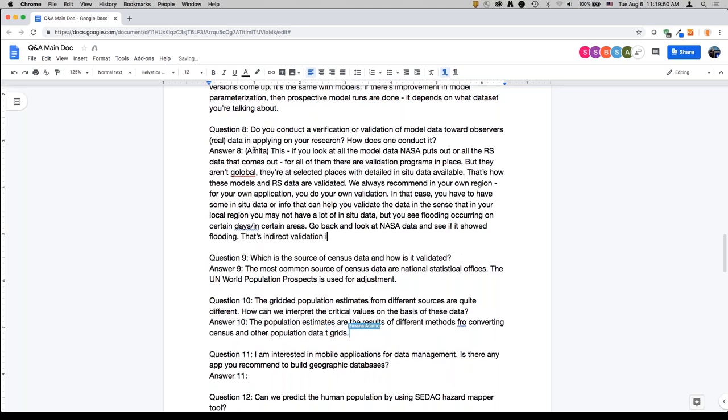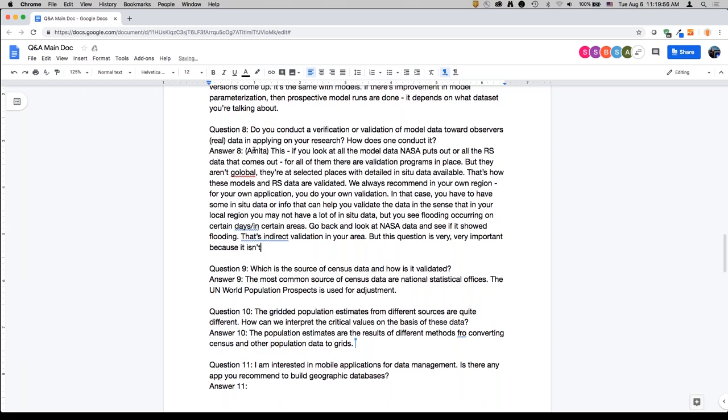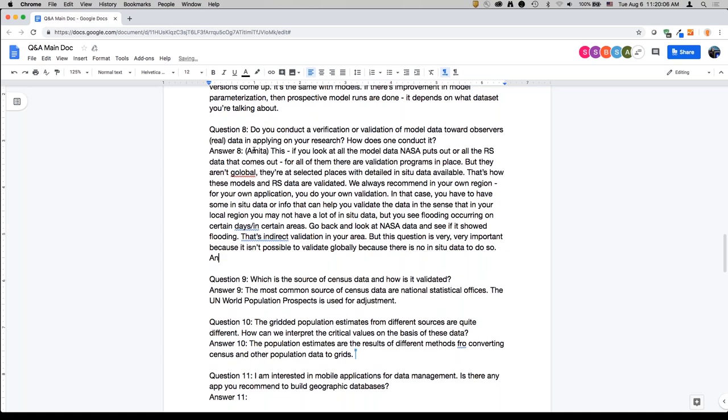But this question is very, very important, because it is not possible to validate globally because there are no in situ data available to do so. And also, if there are in situ data, they all have different qualities. So it is very difficult to come up with one answer for validation. It has to be regionally done.